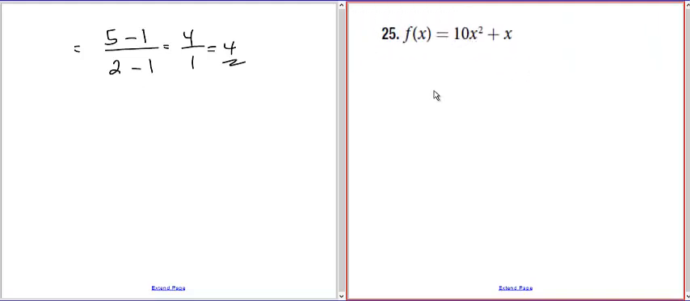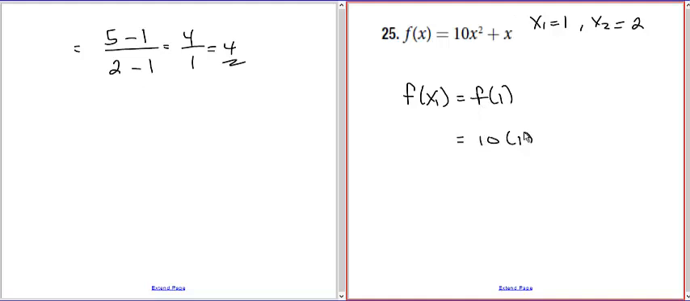Okay. Same thing here. We do f of x1. Again, x1 is equal to 1. x2 is equal to 2. So f of x1, that's f of 1. So that's 10 times 1 squared plus 1, which is 10 times 1 plus 1, is 11. So that's f of x1.